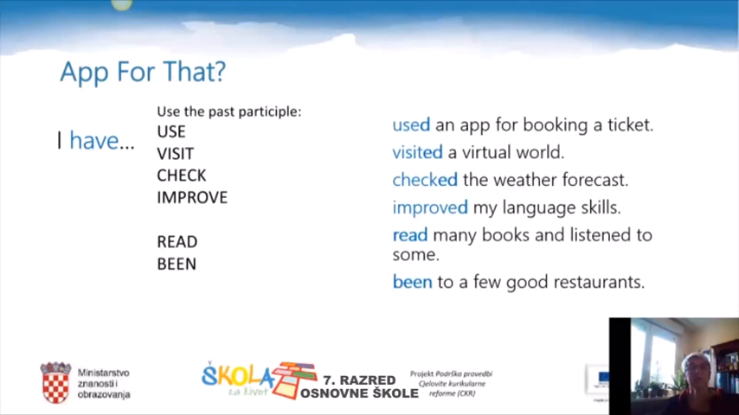These are some examples. You can write your own examples. You can copy these. You can add some more. The important thing is the form: I have plus the past participle of the verb. When? To talk about finished actions before now, we don't know when, your experience.